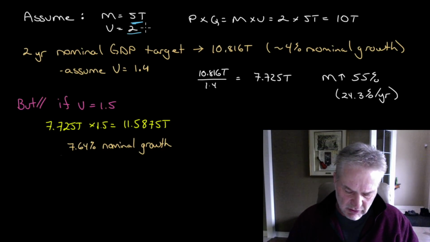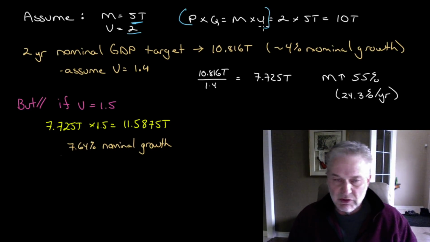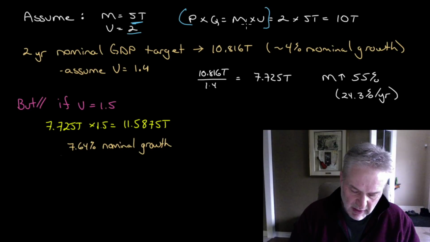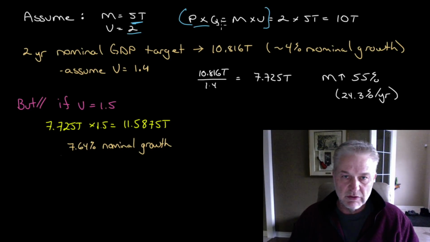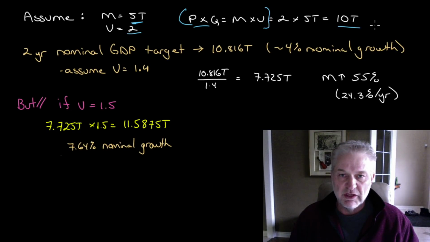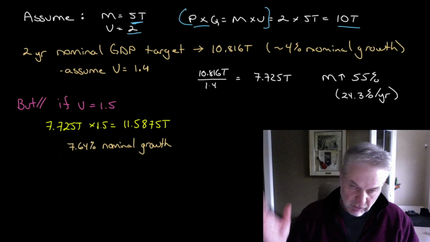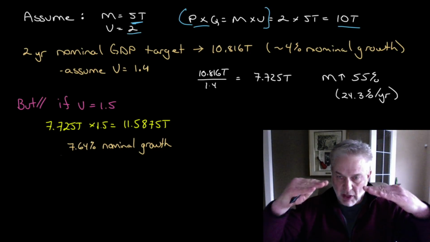Let's make velocity 2. And if we accept the quantity theory of money, P times Q equals M times V, all we have to do is multiply M times V, and we'll get P times Q, which is nominal GDP. We should expect nominal GDP of $10 trillion. And let's say that we're doing a 2-year forecast, and we're doing a top-down forecast.